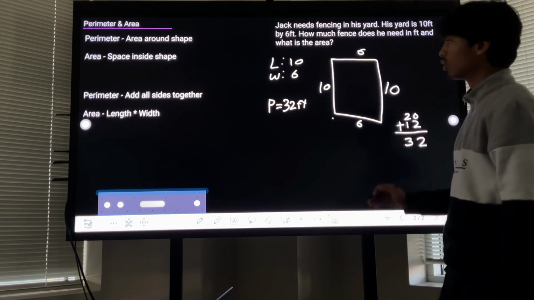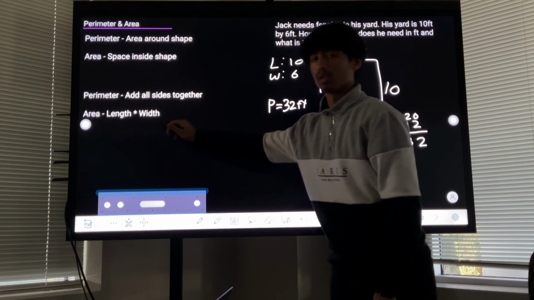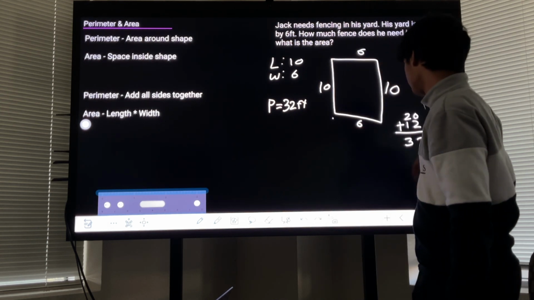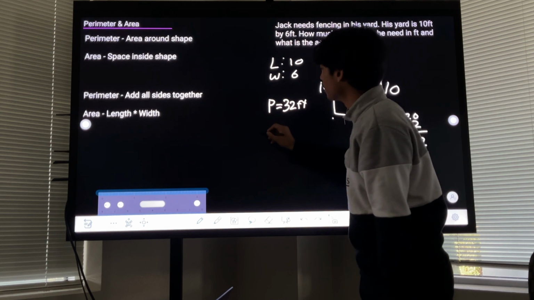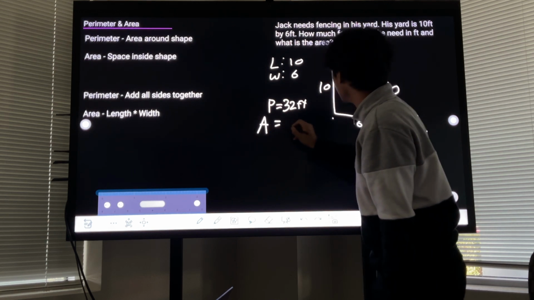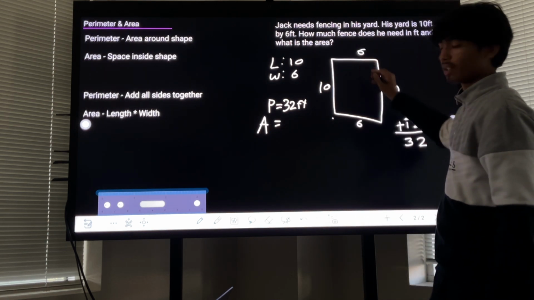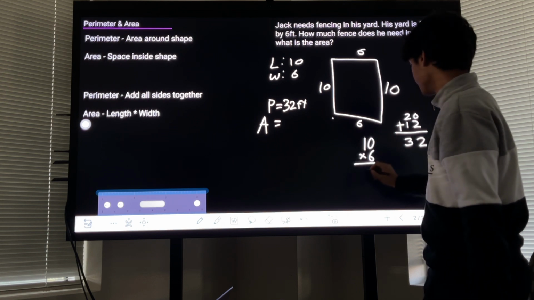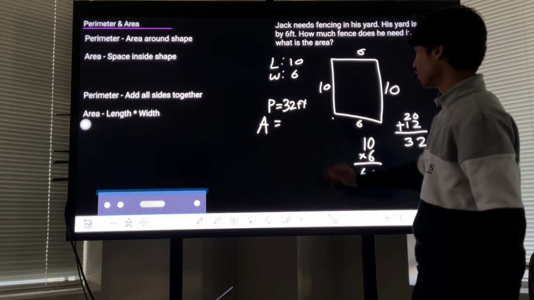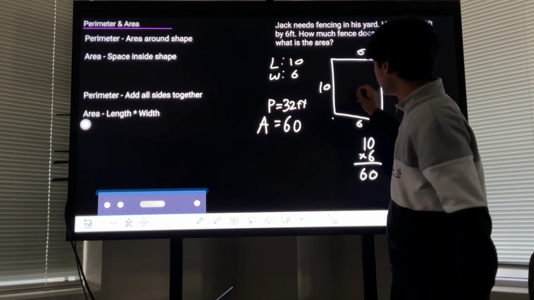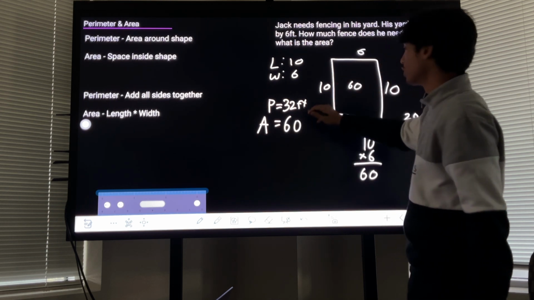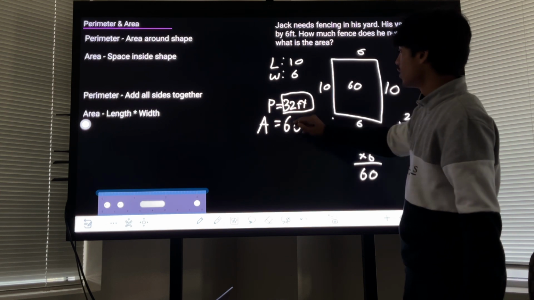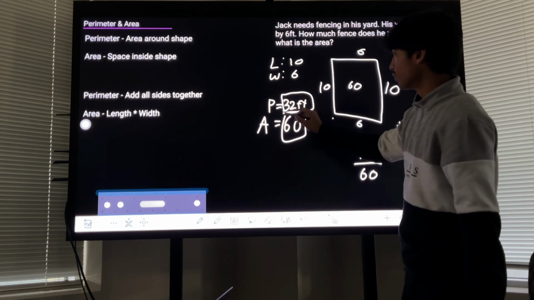Now how do we find the area? For area, the only thing you need is the length and the width. So you technically don't need 2 of these. To find the area, you do 10 times 6. 10 times 6 is 60. So the area will be 60. Area is 60, perimeter is 32. So he's going to need 32 foot of fencing, and the area is 60.